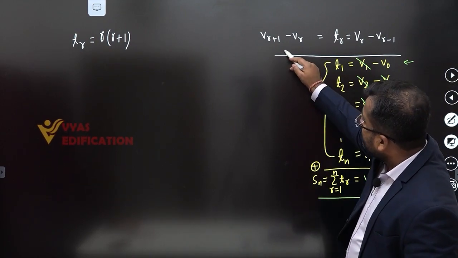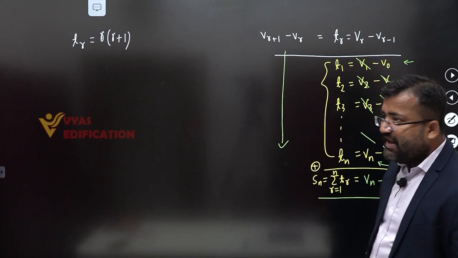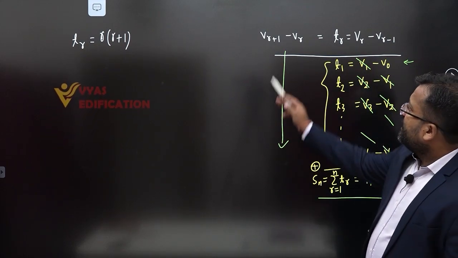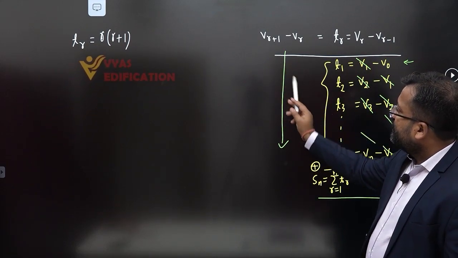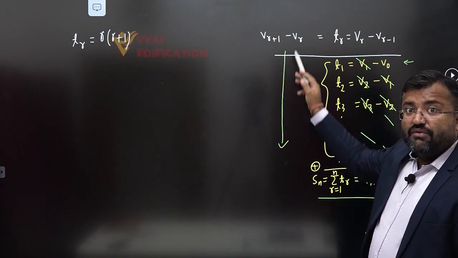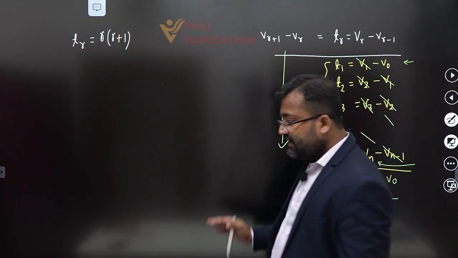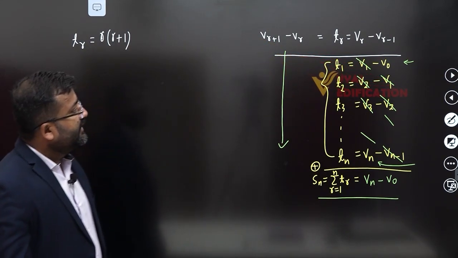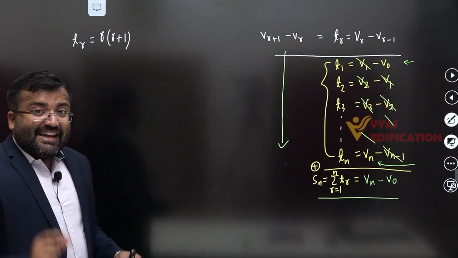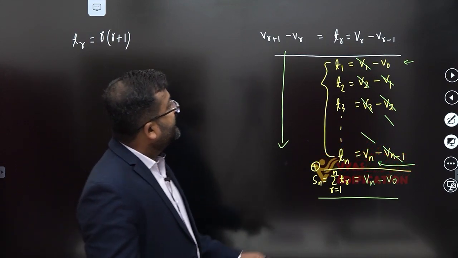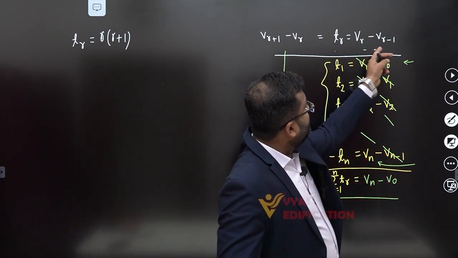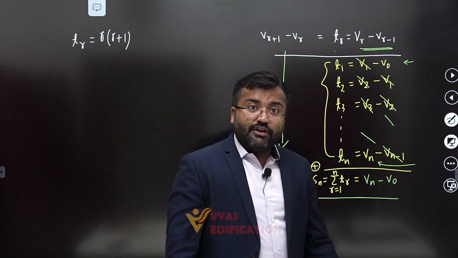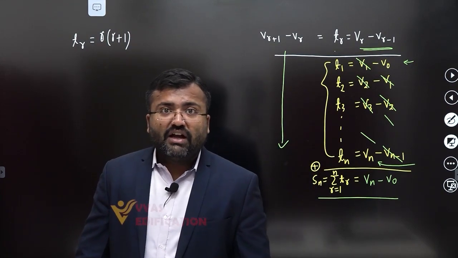You can observe that in this case also a similar thing will happen. You get V2 minus V1, V3 minus V2, and V1 will remain and everything else will get cancelled. In the last term you get Vn plus 1 and that remains. So the key is to write TR as a difference of two terms somehow. The bigger question is, can you do that?